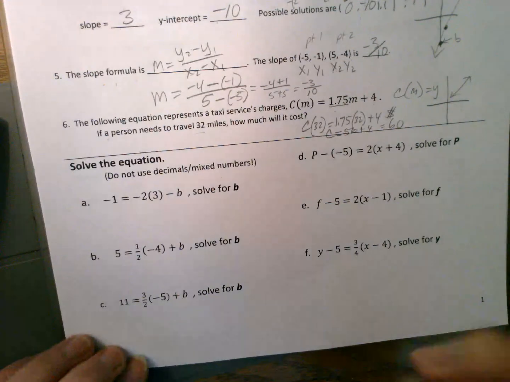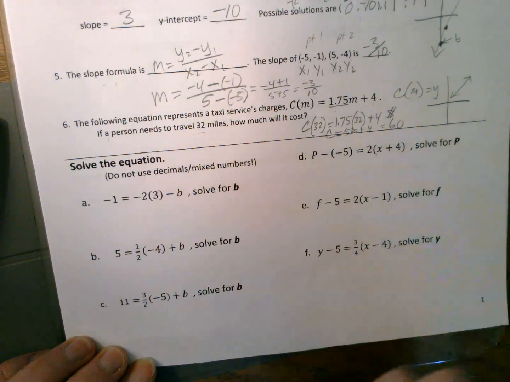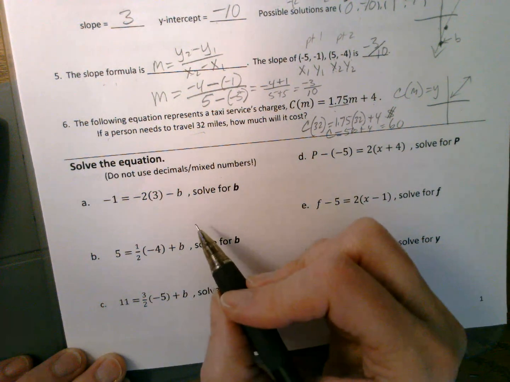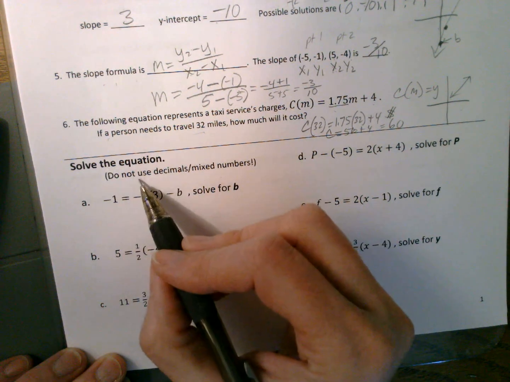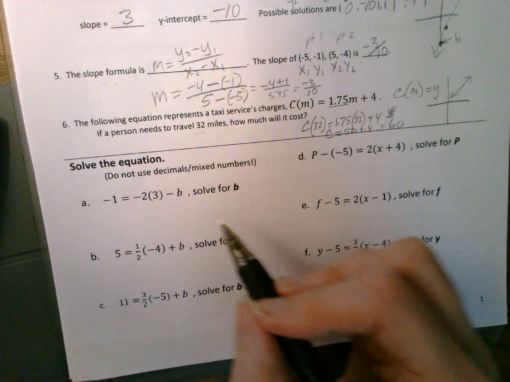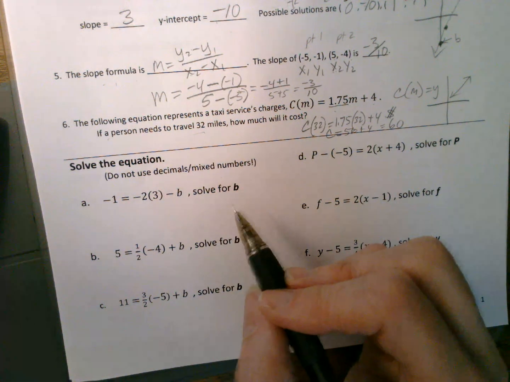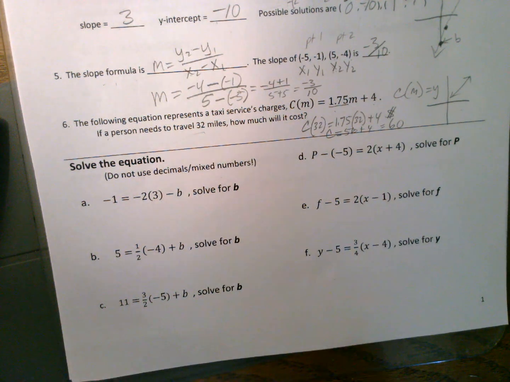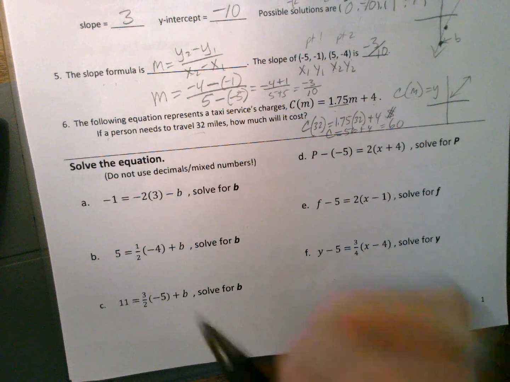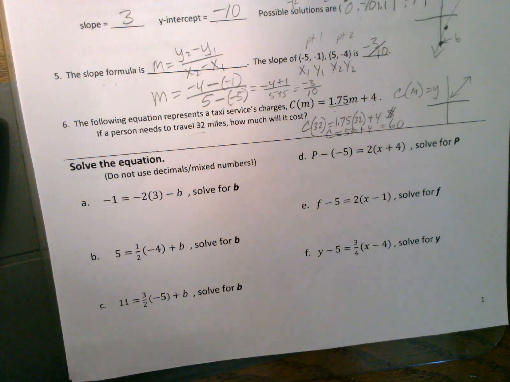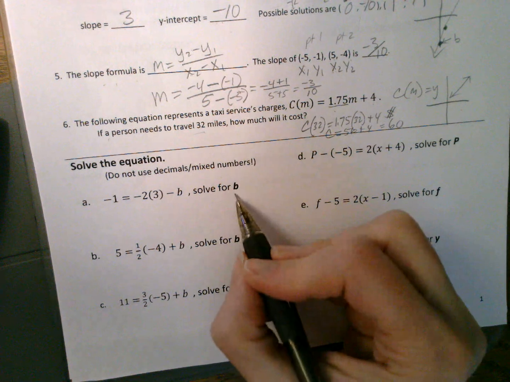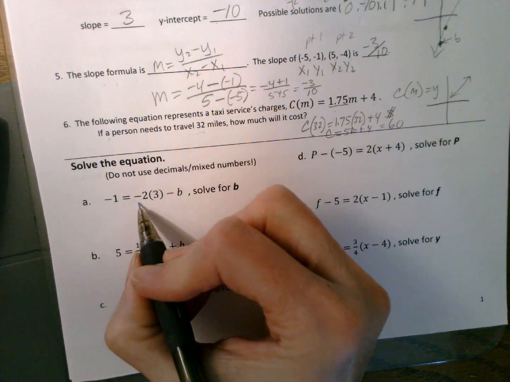Okay. And then the last ones here, I know I'm taking a while, but I'll try to do these a little quicker. Some practice problems. So this one says, solve the equation, do not use decimals or mixed numbers. Those will not be accepted. No credit for those. Okay. So solving for b is something that we're going to be working on. So we want to check our math for solving for any letter as they tell us. So order of operations.